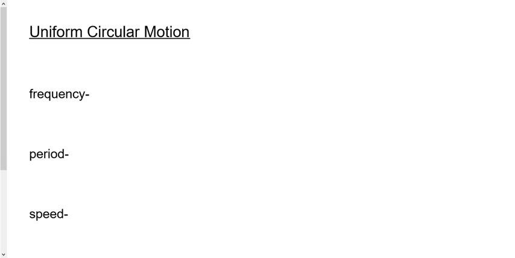Today we're going to start our new unit. We're past the hump now. We're on our second to last unit, third unit out of 4. It's called uniform circular motion.